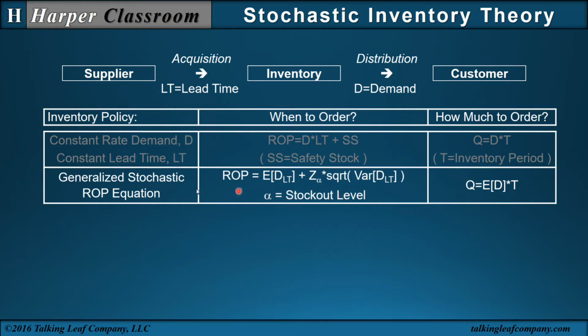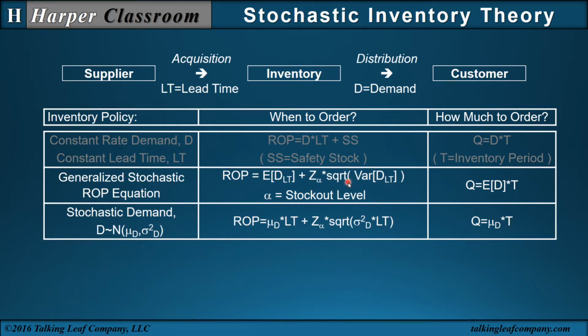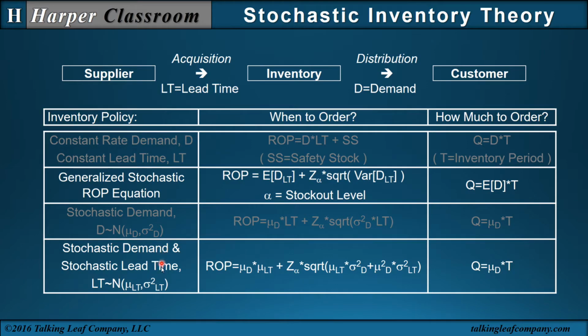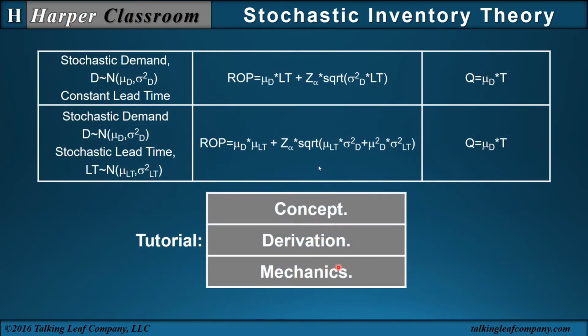In this video, I will introduce a generalized stochastic ROP equation and derive it. And then from that equation, I will allow the demand to be stochastic following a normal distribution and derive this equation and then apply it. And then allow the demand and the lead time to be stochastic following a normal distribution, derive the equation, and then apply it. So as I derive these equations, I will first introduce the concept, then the derivation of the equations, and then the mechanics, which is working a problem.